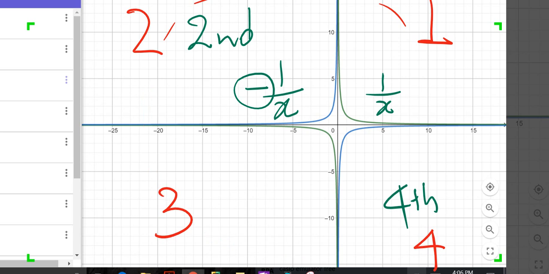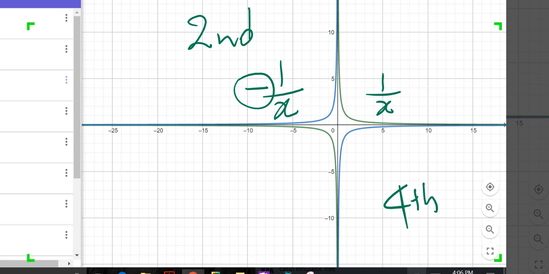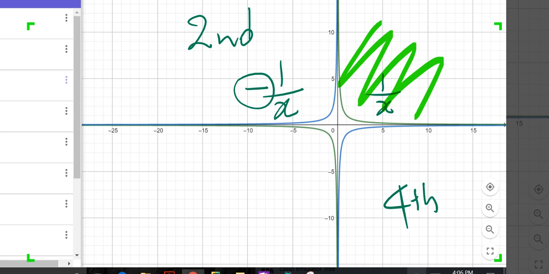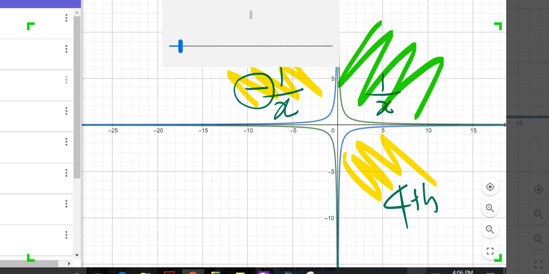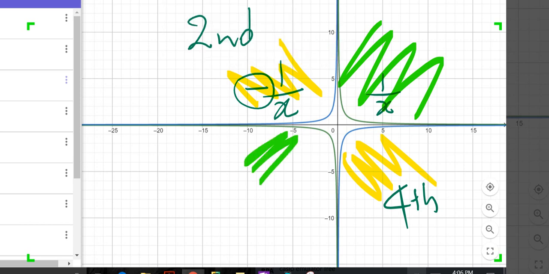I'm just reminding you that when I have the positive on this side, when I have negative on this side. What else you need to remember? You need to know that because you will be asked to graph something.